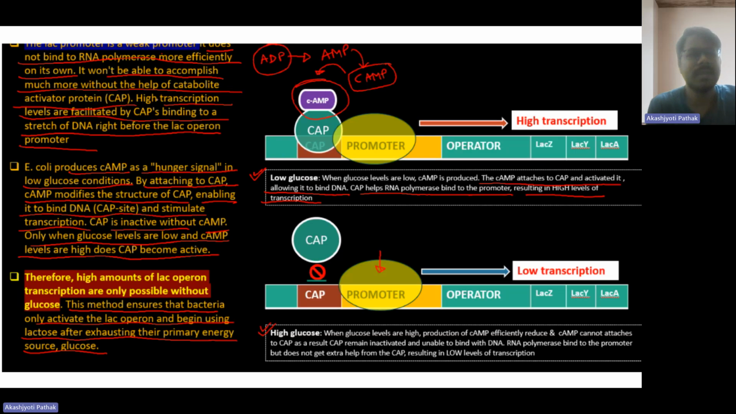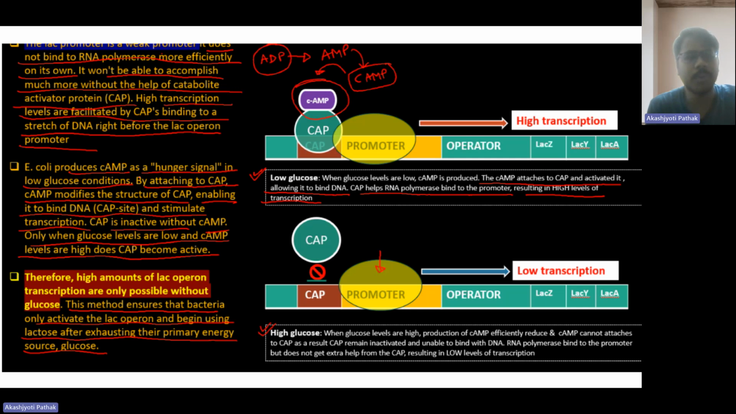Okay, so let's understand this. This is directly taken from the lecture slides which were discussed. The lac promoter is a weak promoter. Okay. So you have to understand that the lac promoter is a weak promoter, and it does not bind to RNA polymerase efficiently on its own. So on its own, it has a very weak affinity in binding to the promoter region. It won't be able to accomplish much without the help of the catabolite activator protein. So when the catabolite activator protein will bind near this promoter region, the transcription levels will be enhanced.